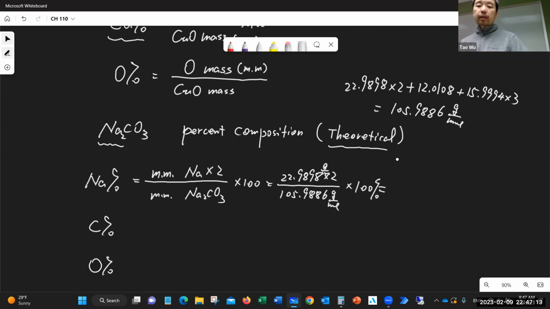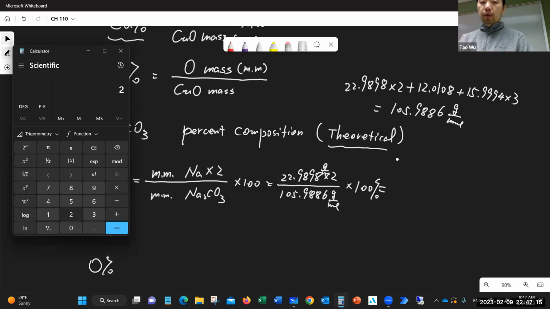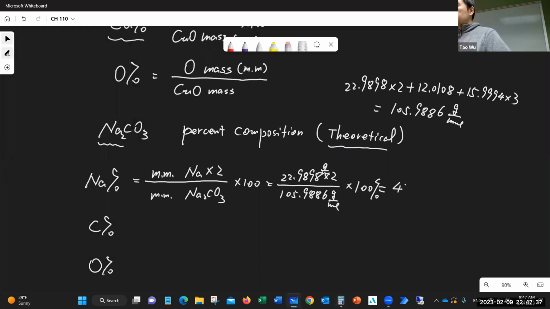So let's see. 22.9898 times 2, since we have 2 sodiums, divided by 105.9886, and you times 100, you get 43.4. So the mass percent, or percent composition, for sodium is 43.4%.